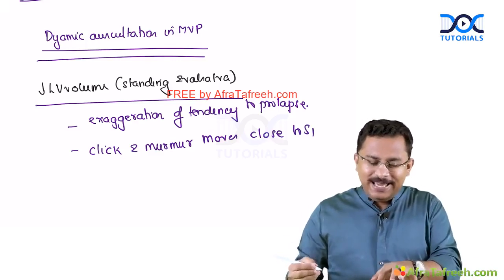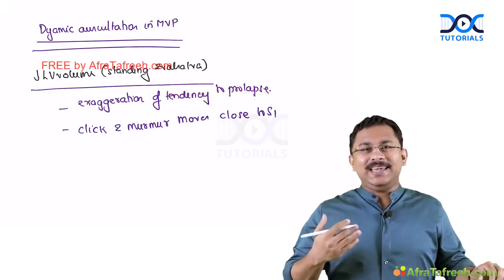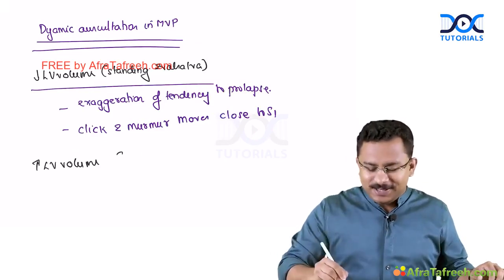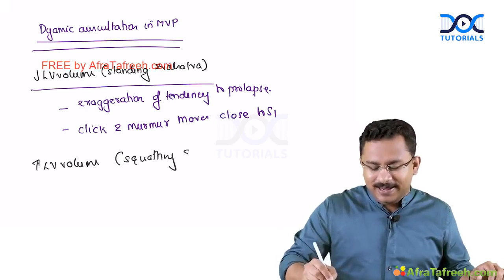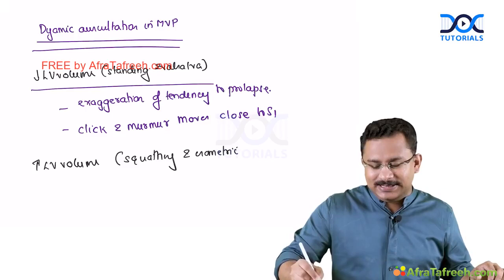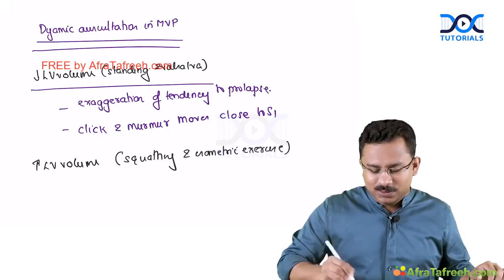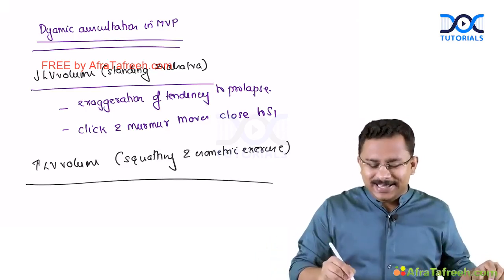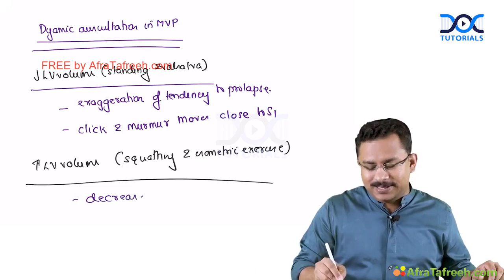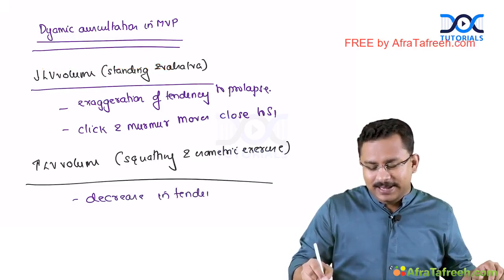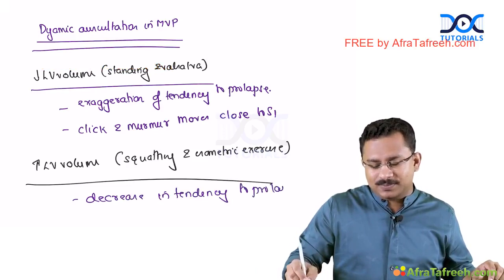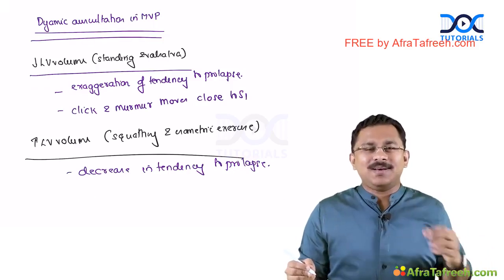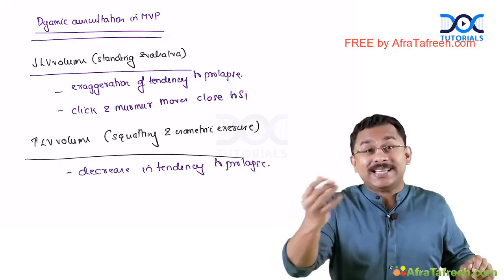Whereas if you have any activity that increases the LV volume, as in squatting and isometric exercise, in such a scenario there is a decrease in the tendency to prolapse. And then the click and the murmur move close to S2, the second heart sound.